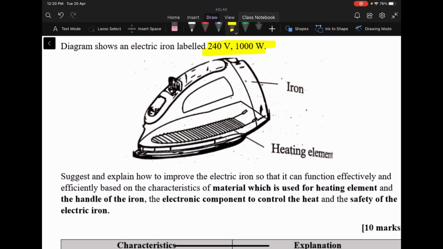This can also be a question: what is the meaning of 240 volt and 1000 watt? Usually you see this on a label. When we buy a product, there is a label here, besides the SIRIM mark, that has this written. So what does that mean? What is the meaning of 240 volt 1000 watt?